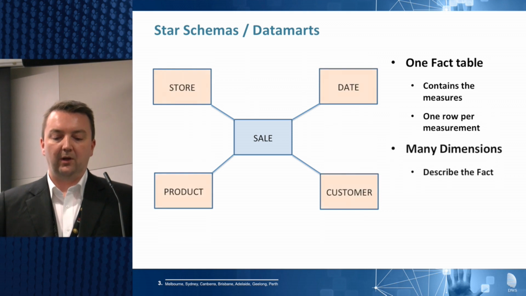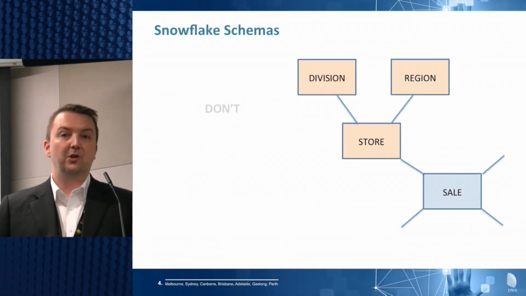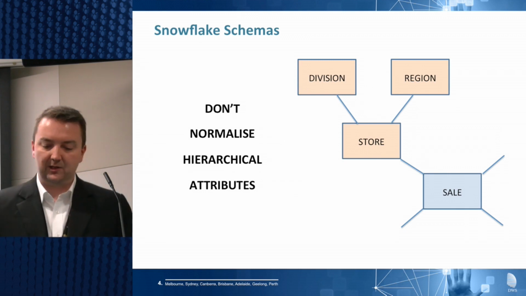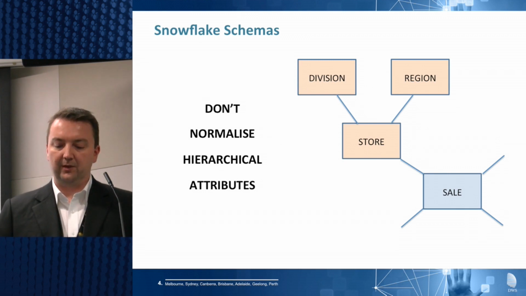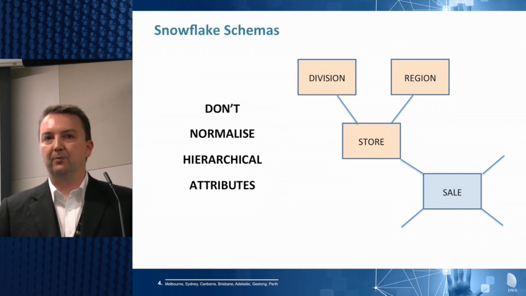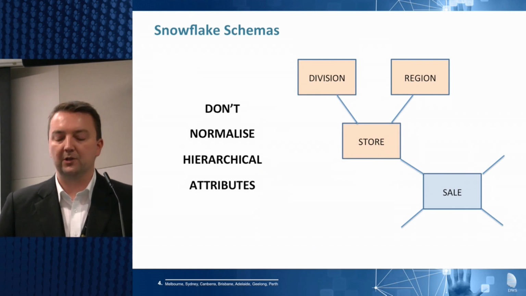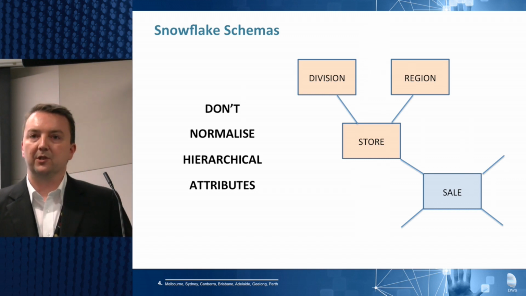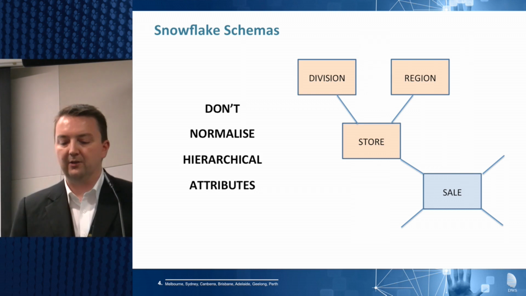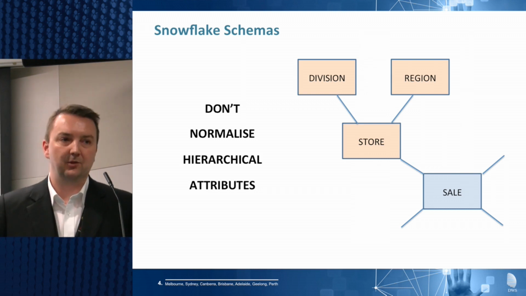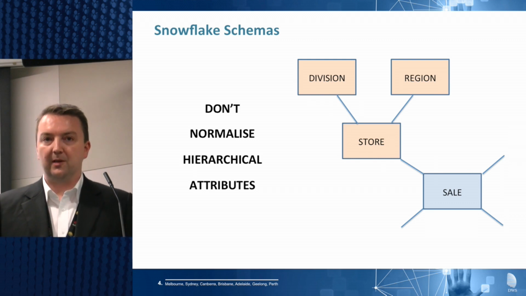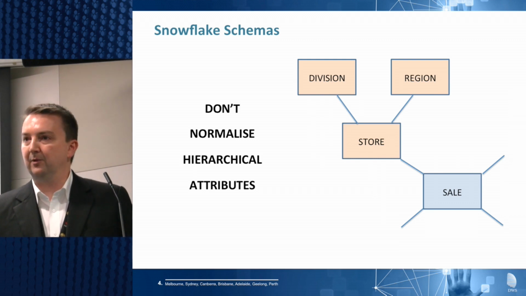Alright, a star schema becomes not a star schema when we snowflake it. Now this is an example here of a snowflake dimension. What we've done is we've taken our store dimension and we've got the hierarchical attributes. So stores roll up into divisions, stores roll up into regions, and we've normalised those hierarchical attributes. So now division and region are tables in our database, and they are more than one step removed from the fact table.